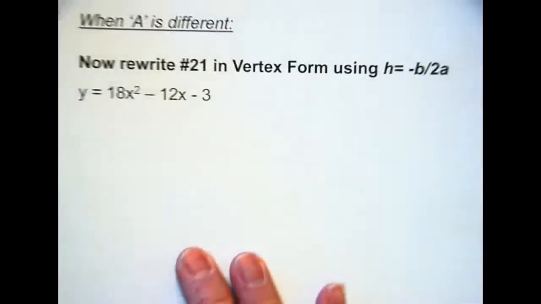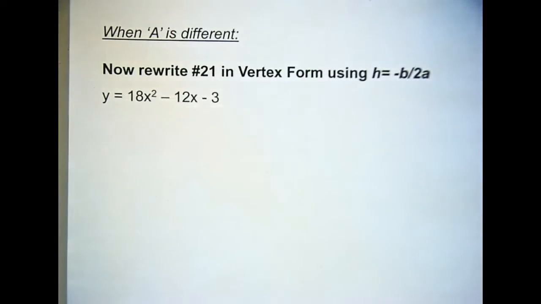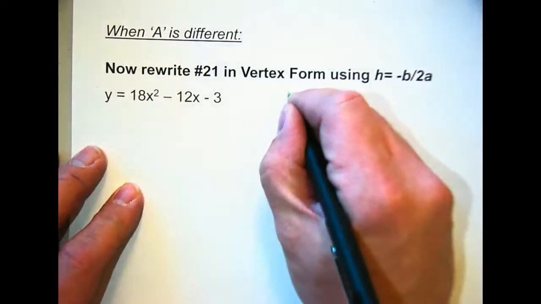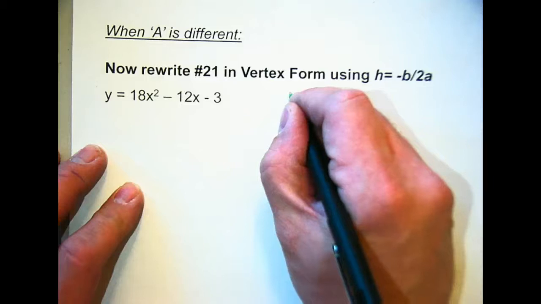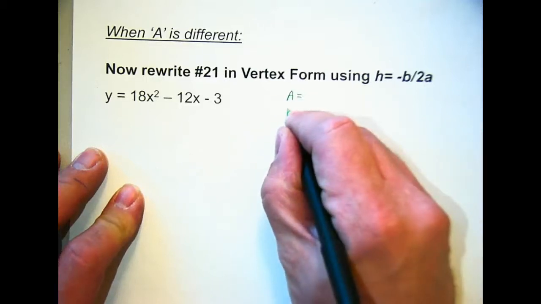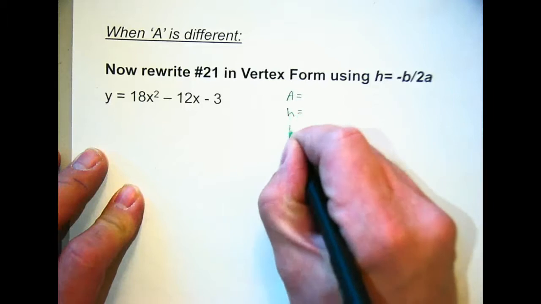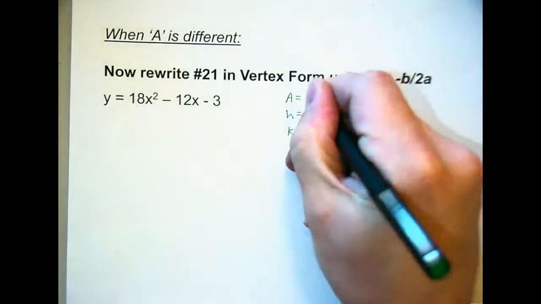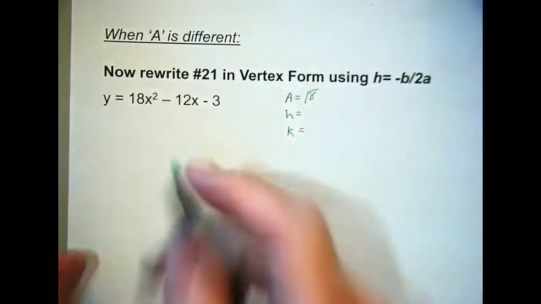I want you to now write it in vertex form. Change it to vertex form. Before some of you go down the wrong trail, remember the things you need for vertex form. What's one thing you need? A. What else? H and K, your vertex. Those three things. 18, that's a big number. What is H? 1/3.